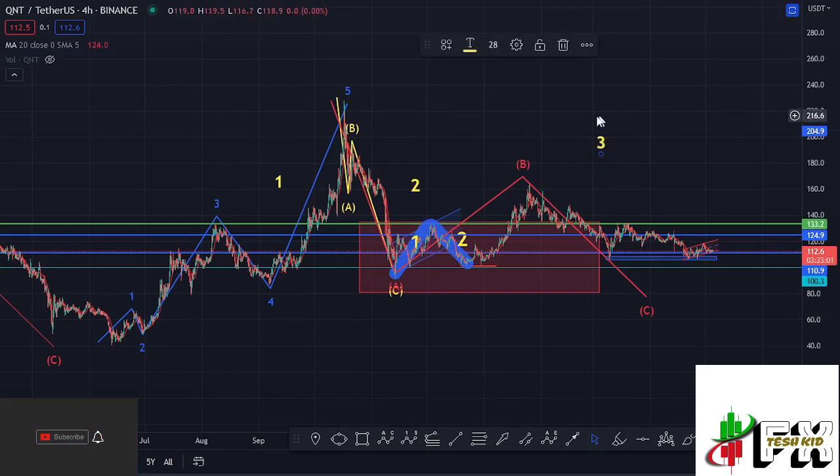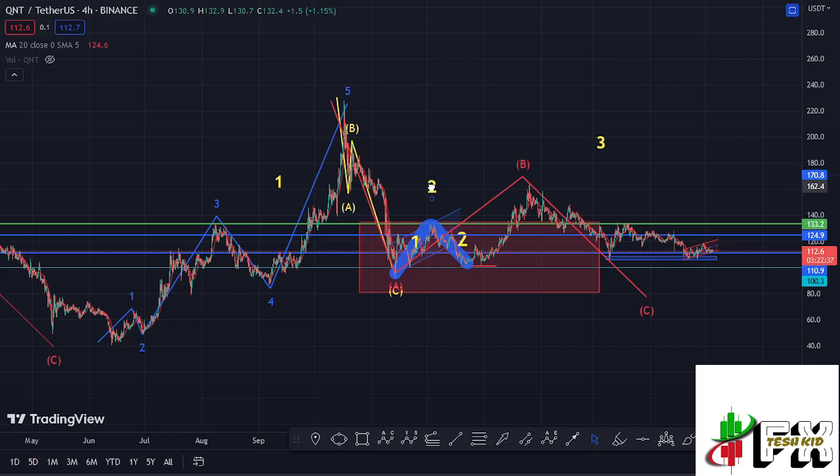But for this wave 3 to play out, we need to continue holding above key areas of support over here. And in case our chart patterns continue giving us breakouts to the lower side and we continue seeing further breakdown here on the Quant chart, and maybe even lose significant areas of support, there are high chances that we are still in the formation of this larger Elliott wave count 2.